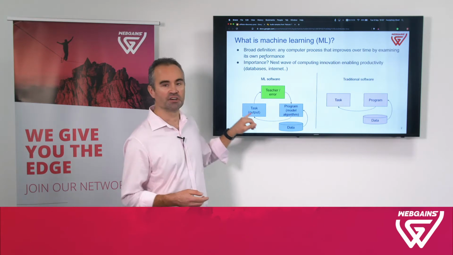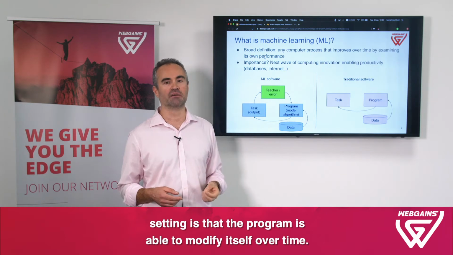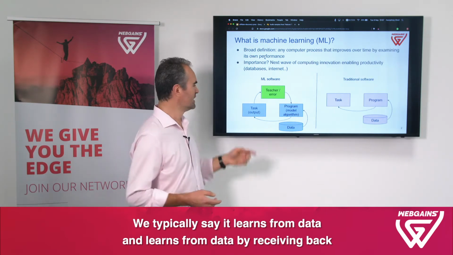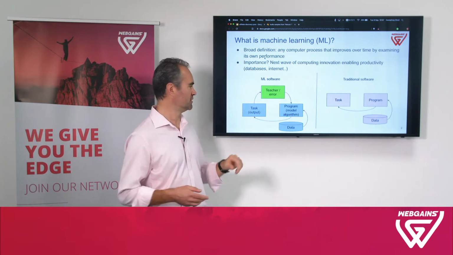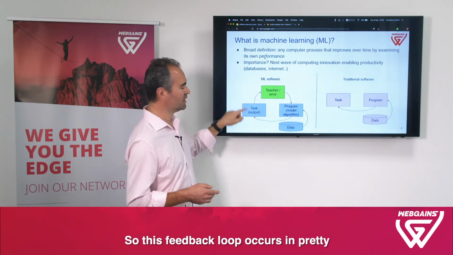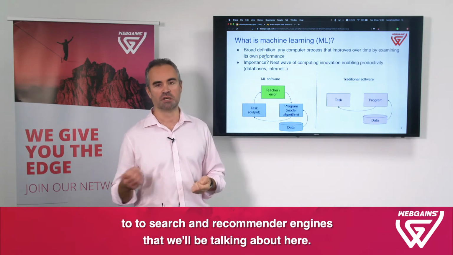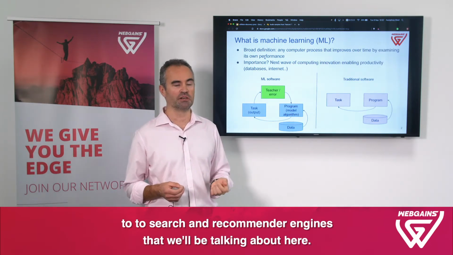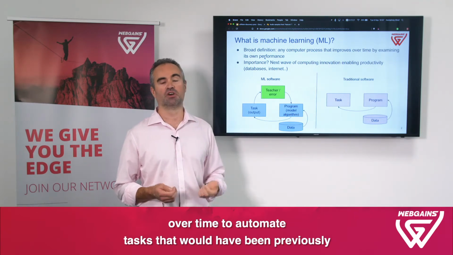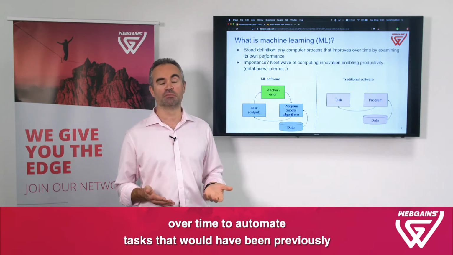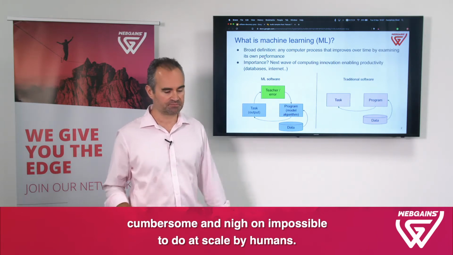So what happens in a machine learning setting is that the program is able to modify itself over time. We typically say it learns from data. And it learns from data by receiving back some kind of error metric from an external oracle or teacher. And that's what's going on here. So this feedback loop occurs in pretty much every machine learning task you can think of, whether it's self-driving cars to search and recommender engines that we'll be talking about here. And it's the key difference. It's what helps machine learning to learn over time, to automate tasks that would have been previously cumbersome and nigh on impossible to do at scale by humans.